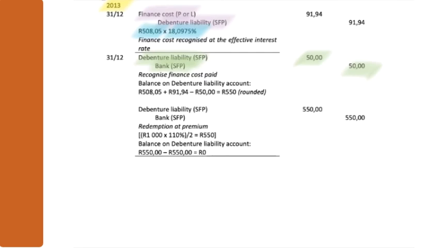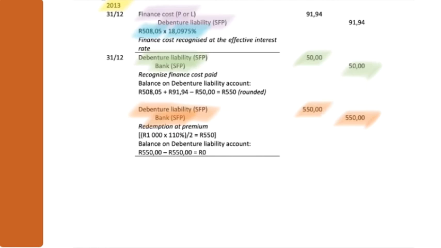That was, however, not the only payment that happened on 31 December 2013. The last payment that happened is the final maturity payment. That final maturity payment is credit bank with the 550 that we already calculated and debit the liability. Reduce the liability because you are making a payment.